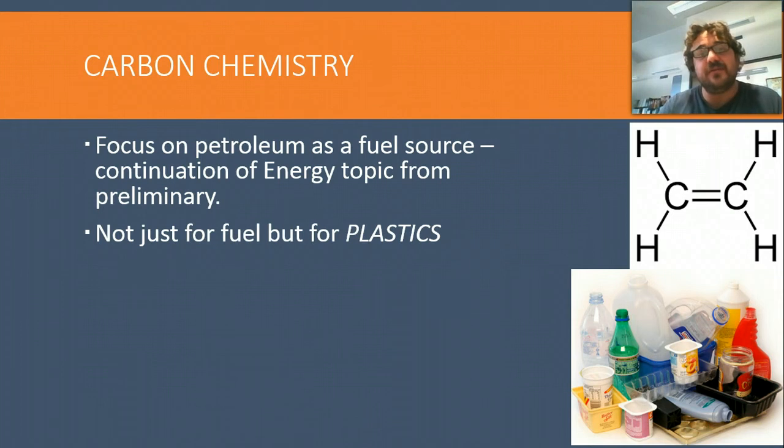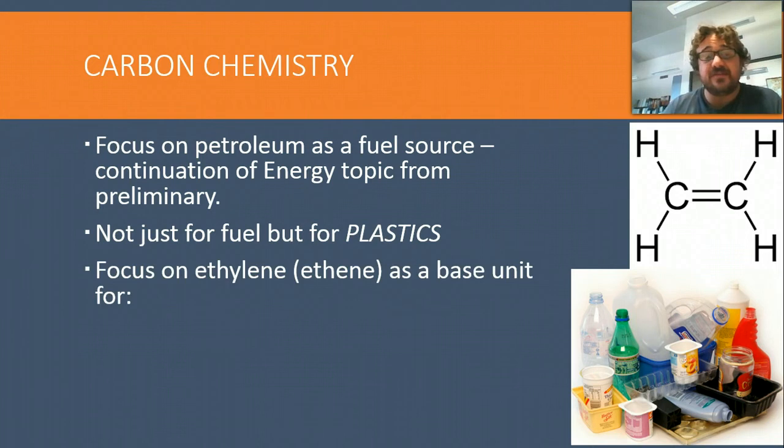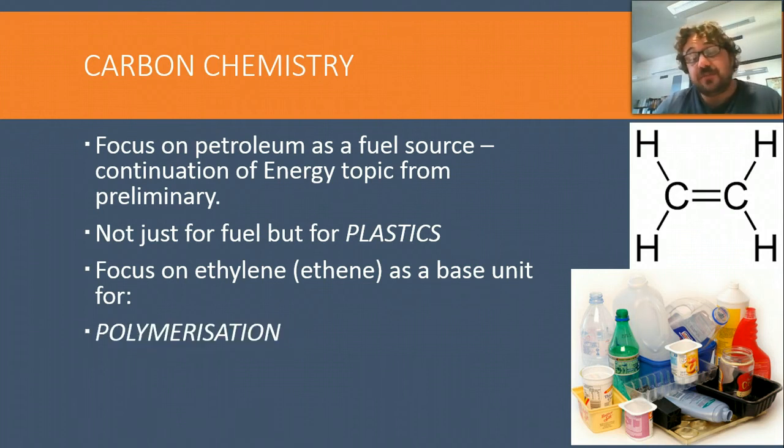Now, here we move on from petroleum as a source of fuel to a source of plastics, which leads us into, well, actually, we start off with focusing on ethylene or ethene. Ethene is the IUPAC name for it. Ethylene is the common name for ethene. And basically, we're going to talk about its use for polymers, which is plastics.